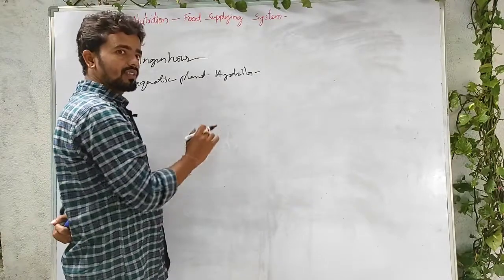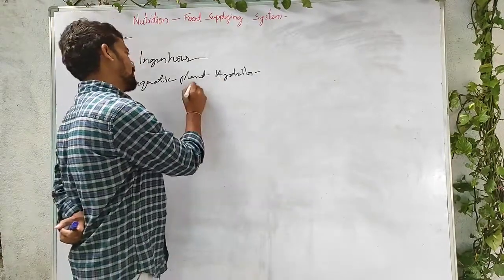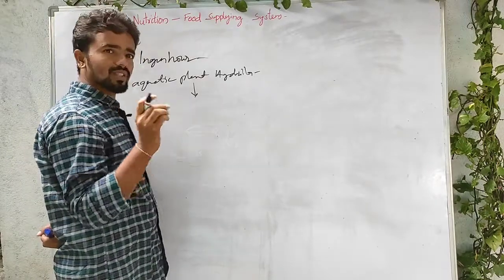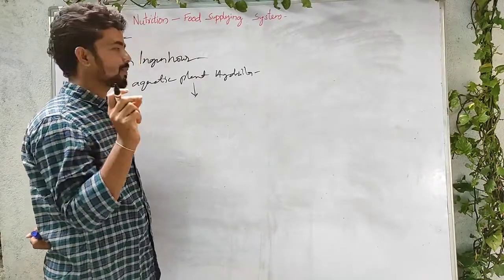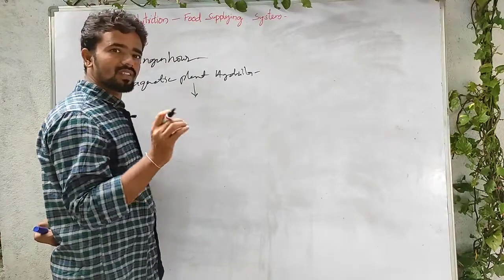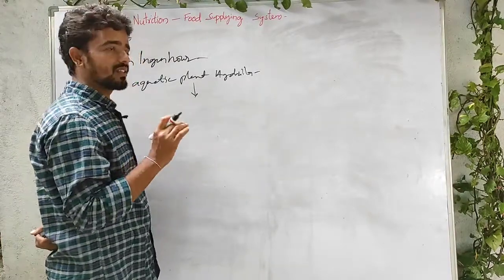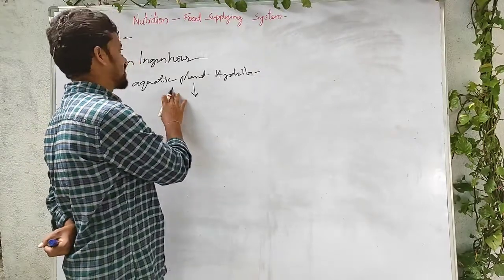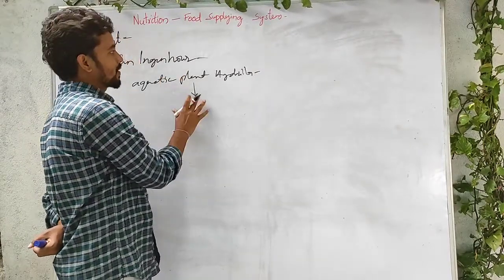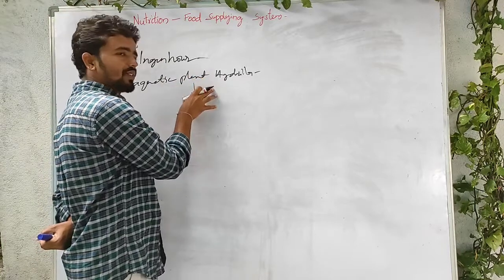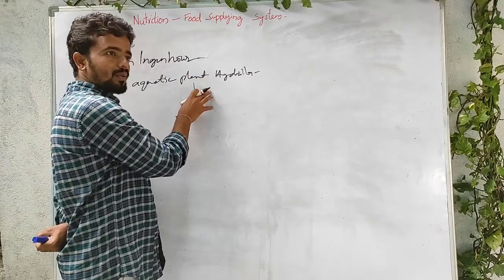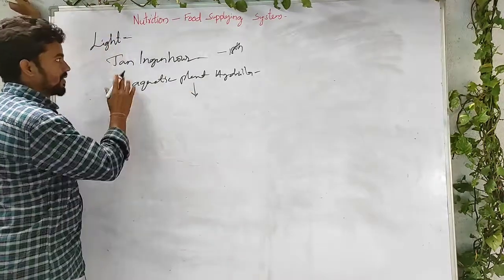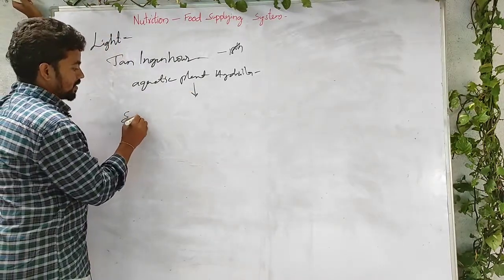He noticed that only the plant kept in the sunlight was producing bubbles, and the gas in those bubbles was oxygen, whereas in the dark nothing happened. Based on this, he stated that only in sunlight do plants produce oxygen. After Ingenhousz came Engelmann.